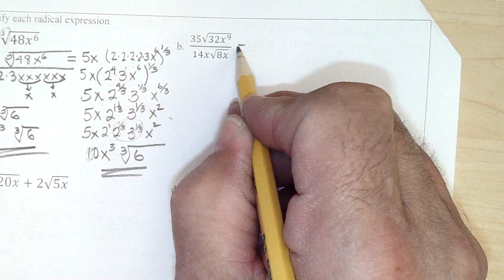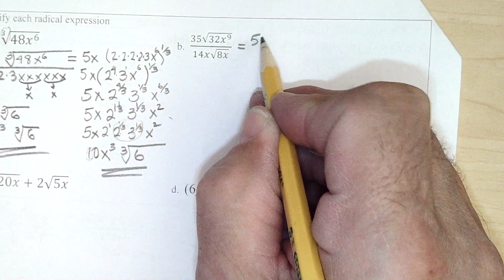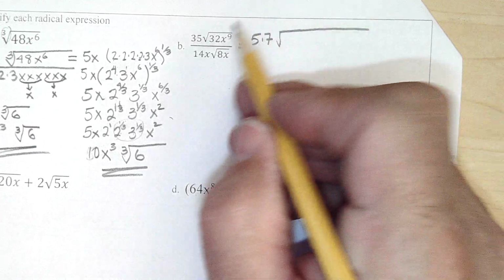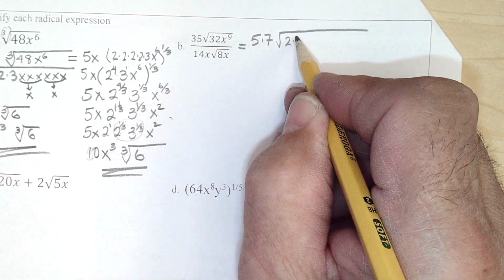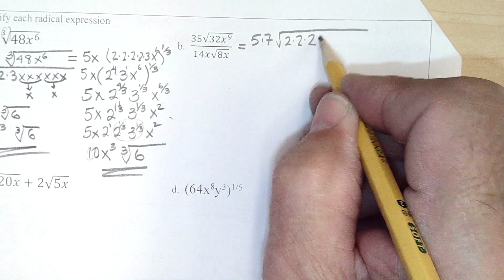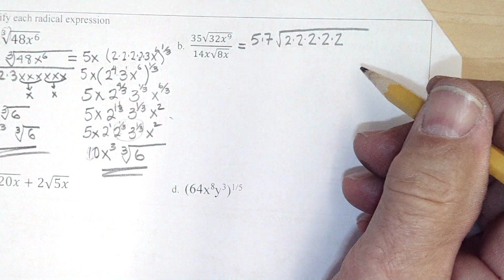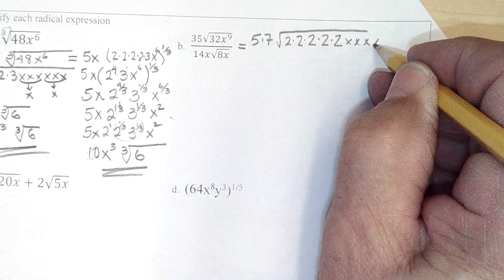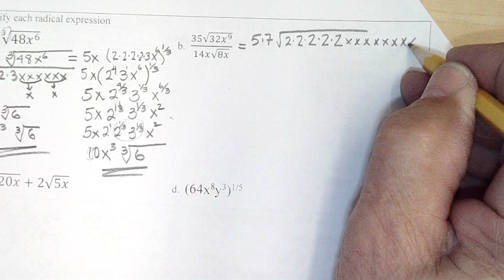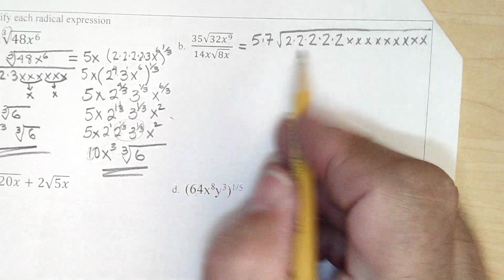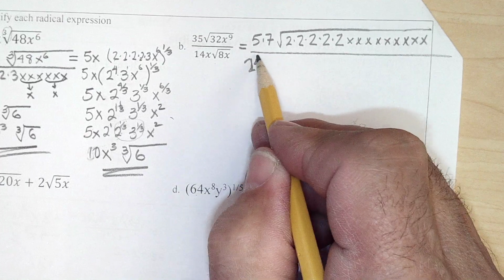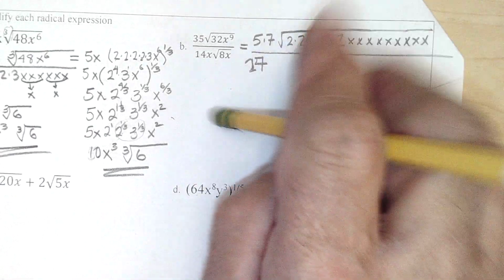Now this one turns out to be easier to do with this method. 35 is 5 times 7. Square root, so I'm looking for not triplets but pairs. 32 is 2 times 2 is 4 times 2 is 8 times 2 is 16 times 2 is 32. It's 2 to the fifth is 32. And then we got x, x, x, x, x, x. That's 6, 7, 8, 9 of them. Over 14, which is 2 times 7.